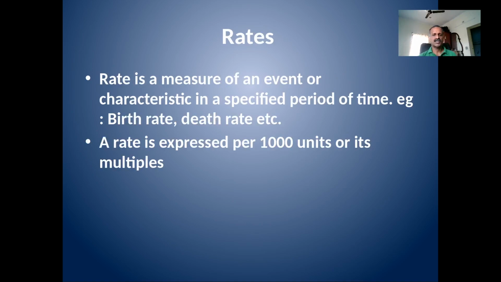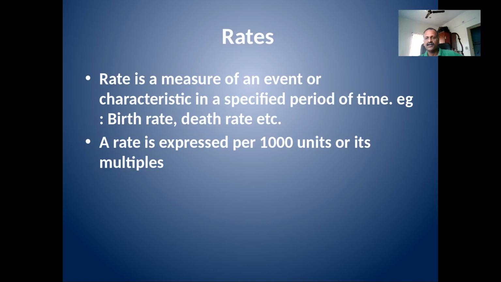Rate is a measure of an event or a characteristic in a specified period of time. For example, birth rate, death rate, etc. Rate is always expressed per 1000 units or its multiples. And we have learned, for example, the infant mortality rate. When we say infant mortality rate, it is the total number of infant deaths occurring per year per 1000 population. That is how we express it.